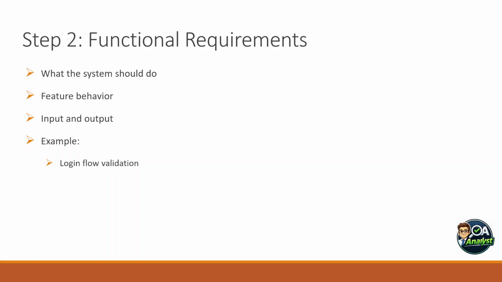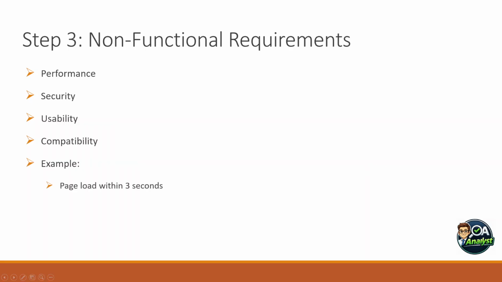So the tester breaks this flow into individual test conditions, positive scenarios and negative scenarios. Basically, functional requirement analysis helps testers understand what exactly needs to be tested. The next step is identifying the non-functional requirements. Non-functional requirements describe how the system should perform. These include performance, security, usability, and compatibility. For example, the login page should load within 3 seconds.